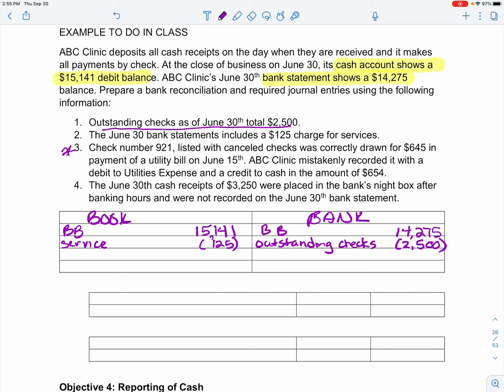Number 3 says there was a check that was listed with our canceled checks, which means it was cleared and correctly taken out of the bank for $645. We recorded it mistakenly, so the book is wrong, in the amount of $654. So if you look at your cash account, we have a credit in here of $654. That credit should have been $645, which is a $9 difference. To make this $645, we need a debit of $9 to get us to that correct amount. So we need to add that $9 on the bank side.